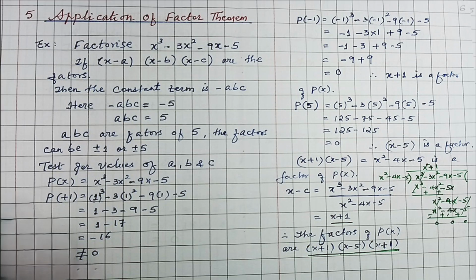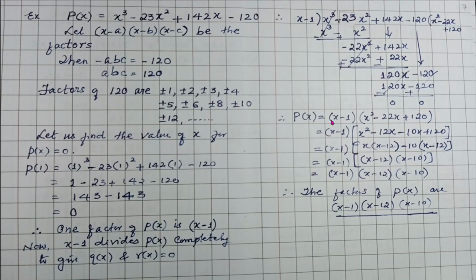So let us see another example. Now let us say we have an example here, x cube minus 23x square plus 142x minus 120 is p of x. Now we have to factorize this. It's a cube term, that means there are three factors, and the factors can be x minus a, x minus b, x minus c, and the constant term here is minus a minus b minus c. That means minus into minus is plus, plus into minus is minus abc, and minus abc is minus 120, or abc is equal to 120.